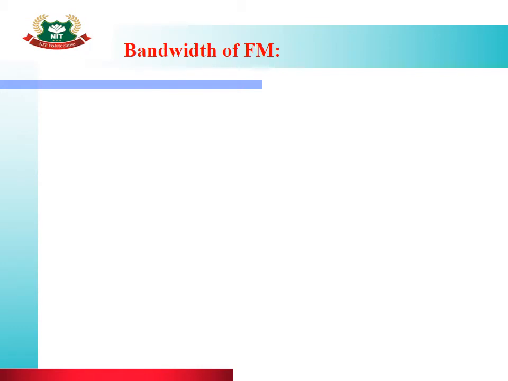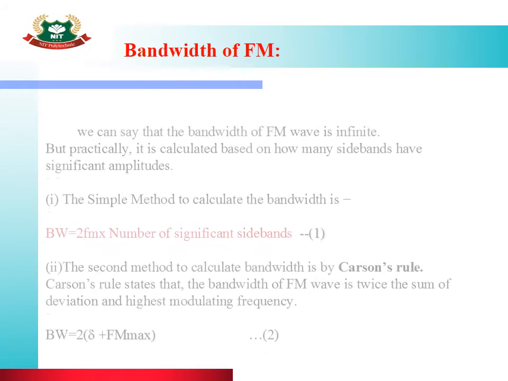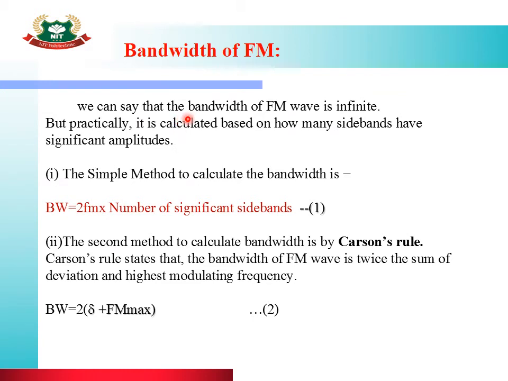Then how can we calculate the bandwidth of FM? We can say that the bandwidth of the FM wave is infinite. I already told you that AM has only two sidebands, that's why the bandwidth of the AM wave is limited. But for the FM wave, it is unlimited in nature. But practically it is calculated based on something. Practically, how can we calculate the number of frequencies up to infinity? So it is calculated based on how many sidebands have significant amplitude.